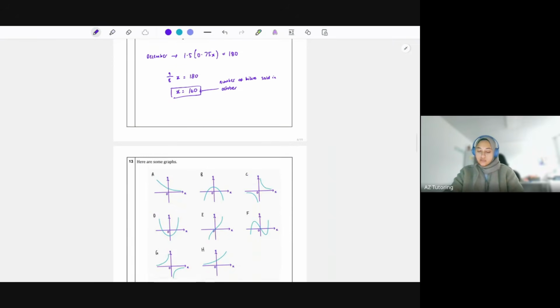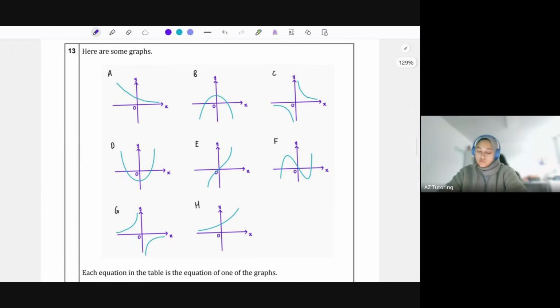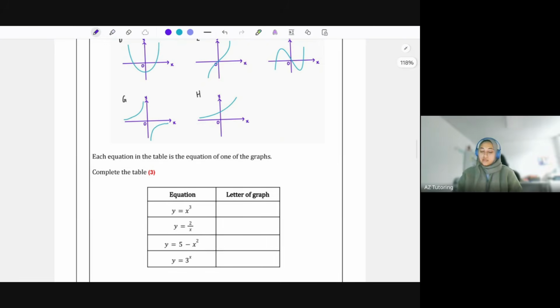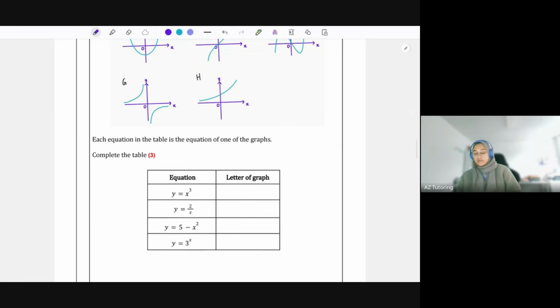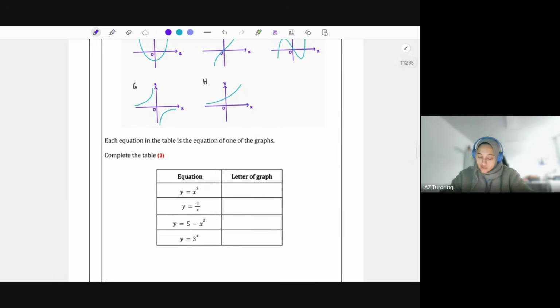Let's move on to question 13. Okay, here are some graphs. 3, 6, 7, 8. So we've got 8 graphs there. You should recognize what all these graphs are. So the first one, we'll look at the question, then we'll come up and explain it. Each equation in the table is an equation for one of the graphs. Complete the table. So just matching these equations to the letters of the graphs above.